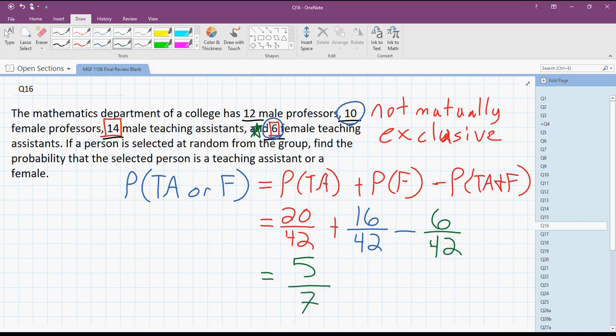Come on, you. There we go. Okay? I don't know why I didn't put not mutually exclusive on that.